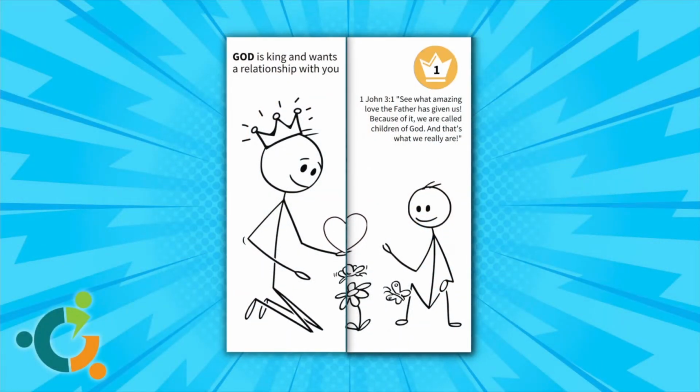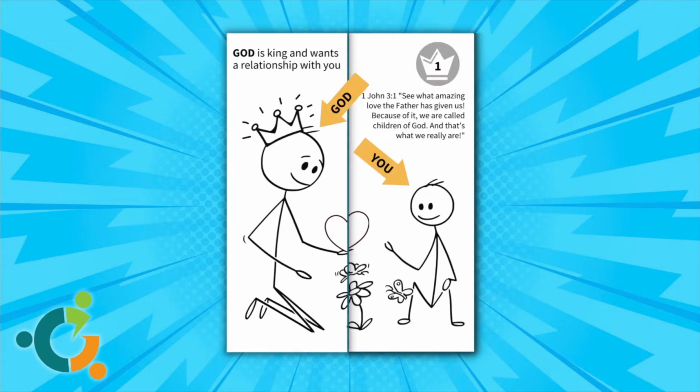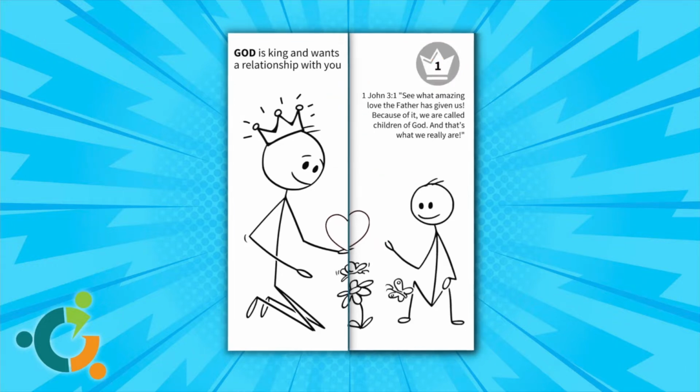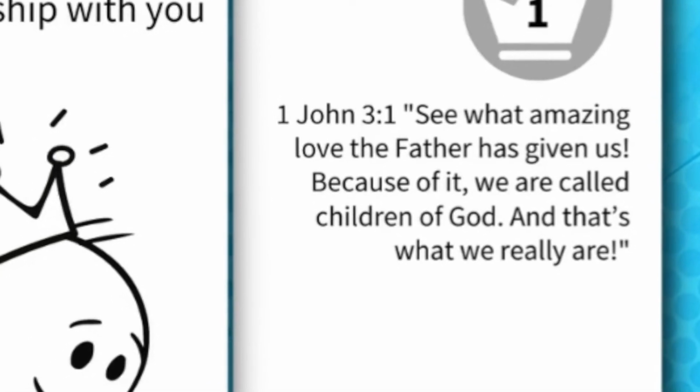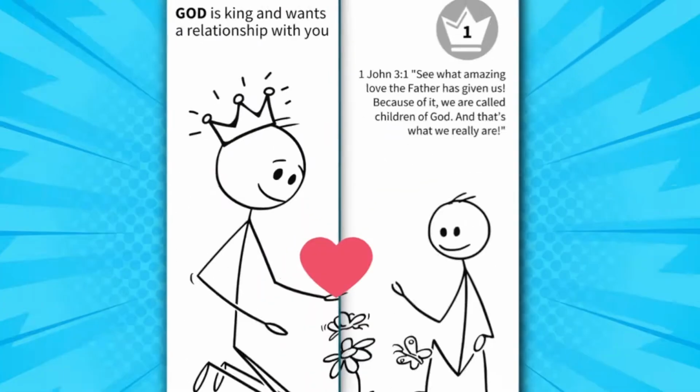God is king and He wants a relationship with you. That's what the crown represents. It represents God. And this is God and this is you. God loves you. That's why there's a heart. He wants you to know that He loves you. 1 John 3:1 says, "See what amazing love the Father has given us? Because of it, we are called children of God, and that's what we really are."